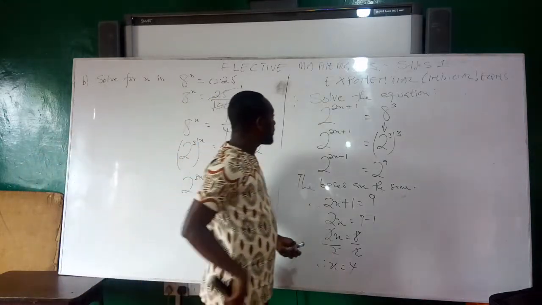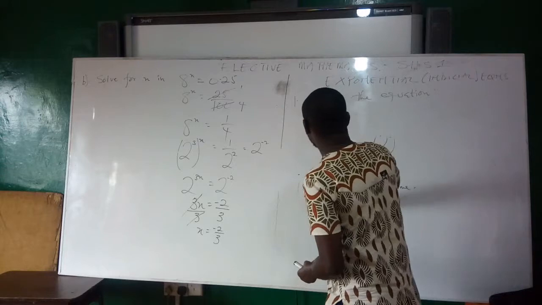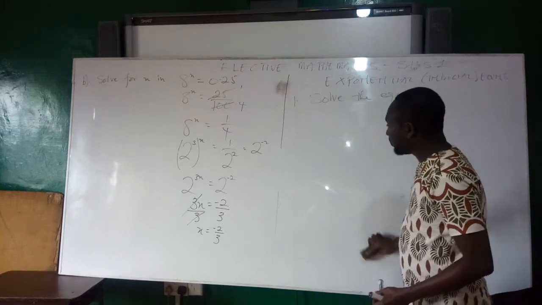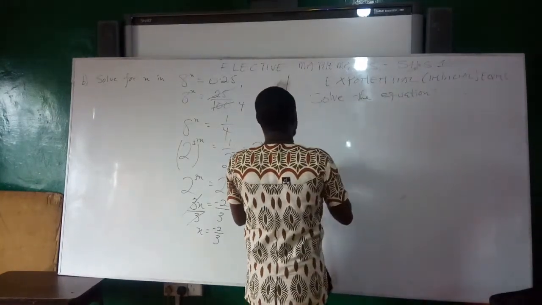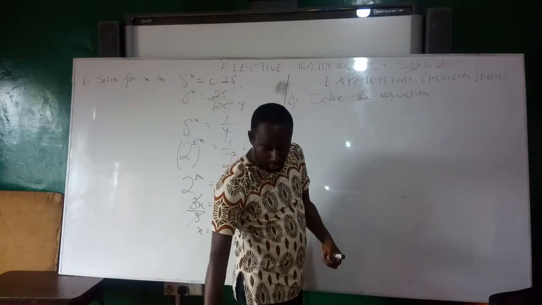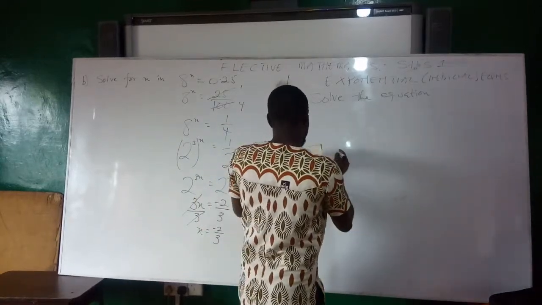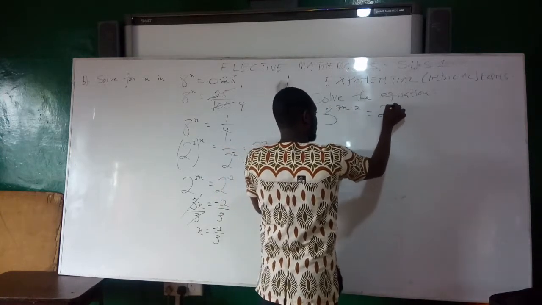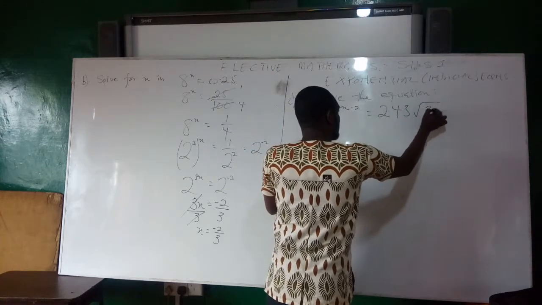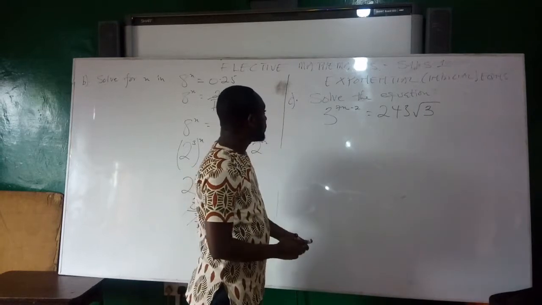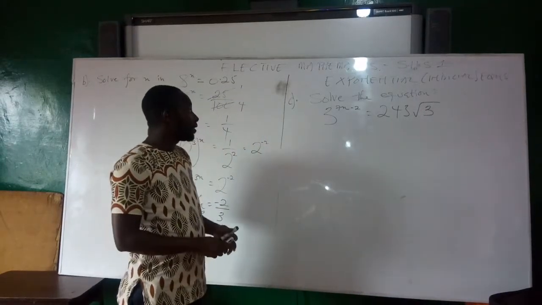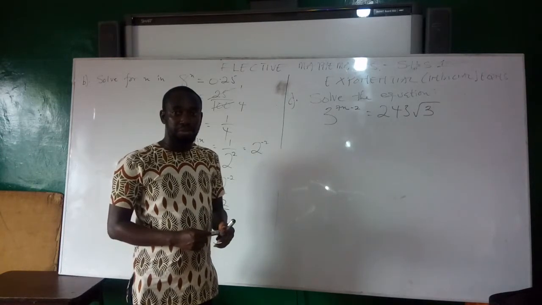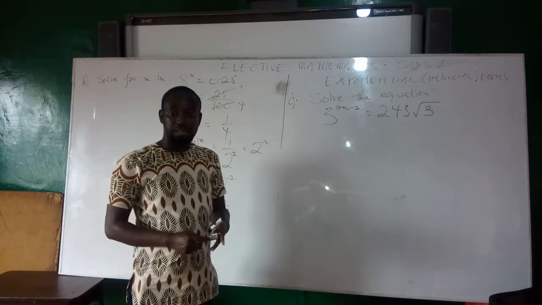Let's look at the third question. You have to solve the equation 3 exponent 7x minus 2 equals 243 times the square root of 3. So let's look at how you solve this equation.